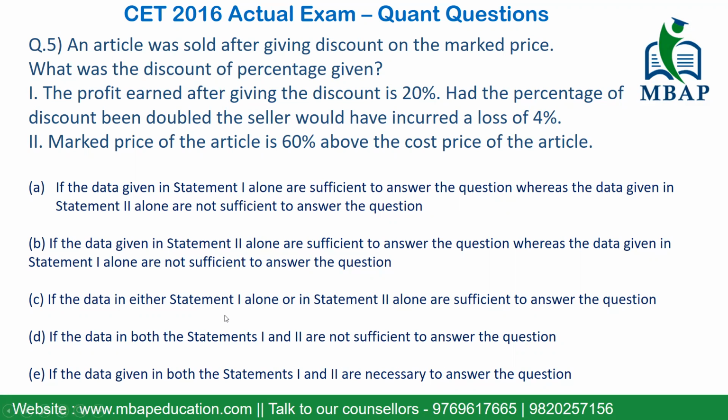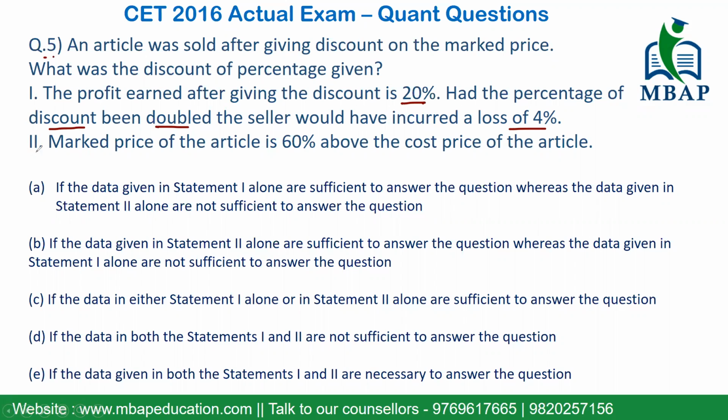Have a look at the next question then. This is again a question on data sufficiency. Read out the question. The question says, an article was sold after giving discount on the mark price. What was the percentage of discount given? The question says, the profit earned after giving discount is 20%. Had the percentage of discount been doubled, the seller would have got the loss of 4%.